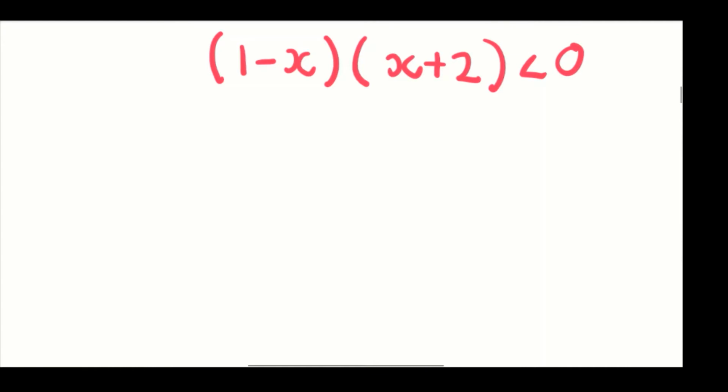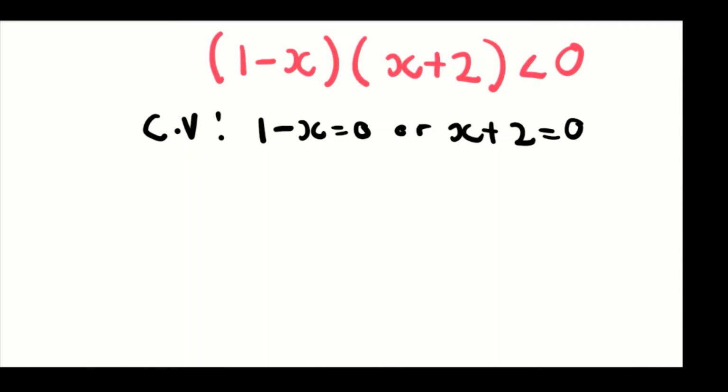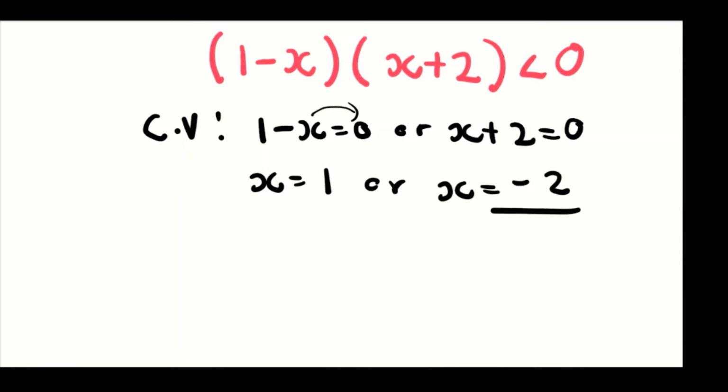So we have (1 minus x)(x plus 2) less than 0, right? The first step is we're going to find our critical values, which are 1 minus x being equal to 0, or x plus 2 equal to 0. So we're going to transpose x to the other side. We'll have x being equal to 1, or x being equal to minus 2. So these are our critical values.